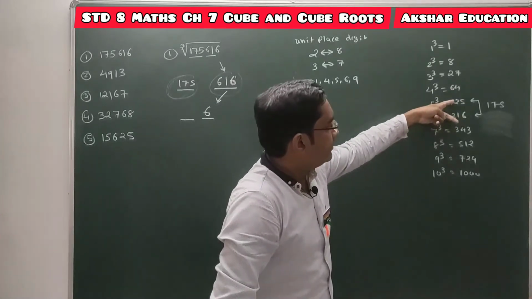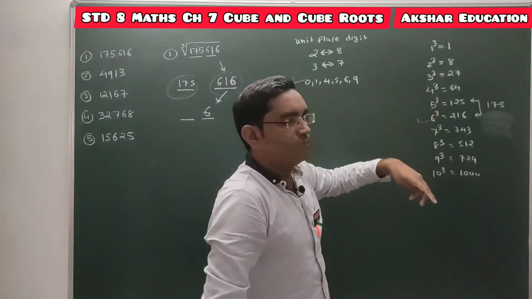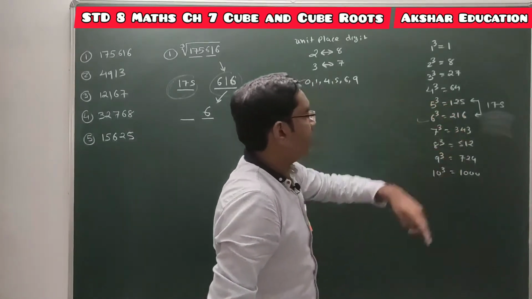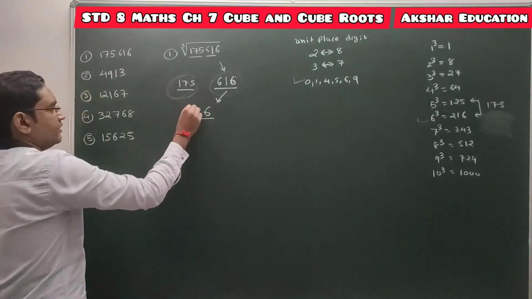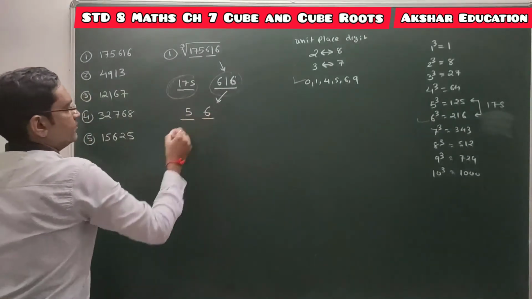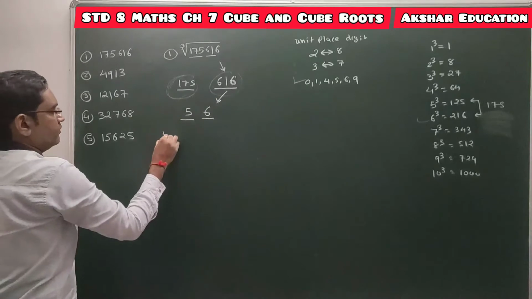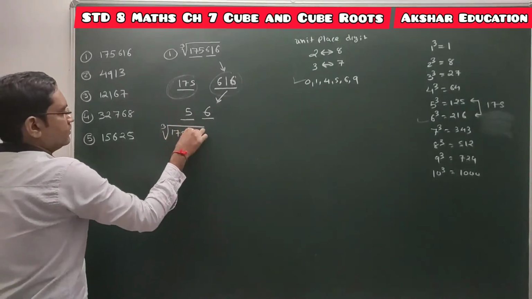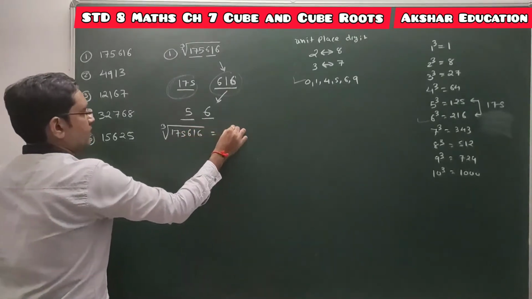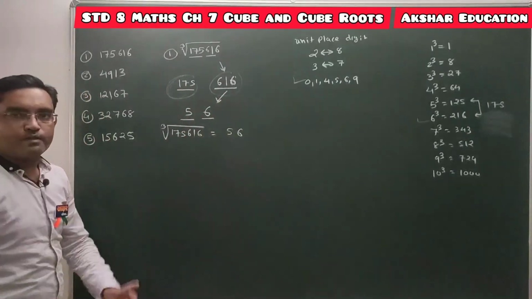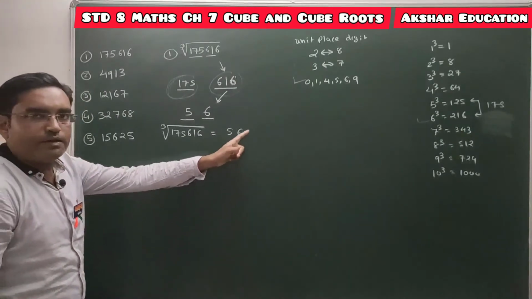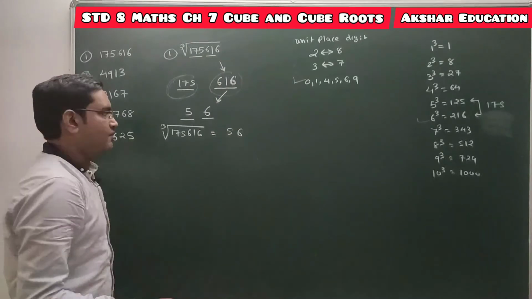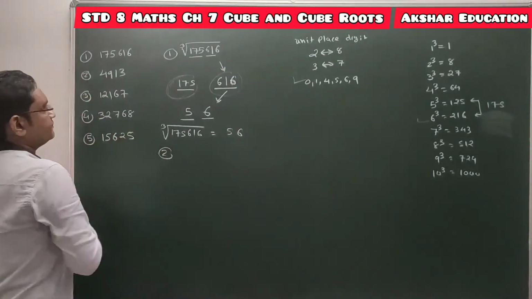So 125 is the cube of which number? 5 cube, है ना. The smaller number is 125 out of these two, and its cube root is 5. So from this we can write its cube root as 5. So we get the number 56, which is the cube root of this given number. So the cube root of 175,616 is nothing but 56. Use a calculator to multiply 56 with 56 with 56, and you will get the same number. Clear students?